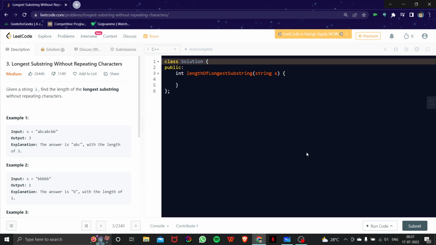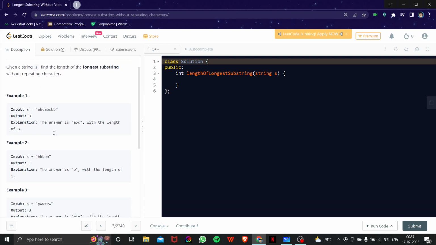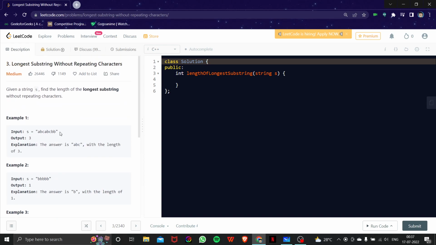And in this video, we are going to look at a medium LeetCode problem called longest substring without repeating characters. So the question name itself defines what the problem statement would be, but still let's read it. The problem statement goes like, given a string s, find the length of the longest substring without repeating characters. So this is what we have to find.